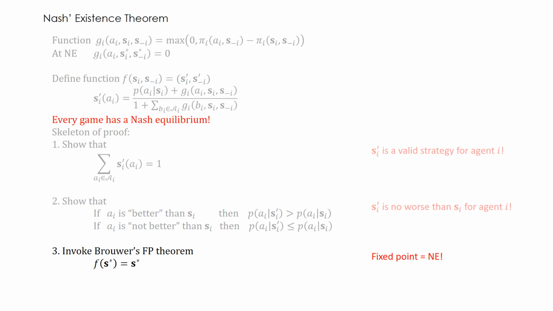And lastly, in the third step, we invoke Brouwer's fixed point theorem. There exists a fixed point of this function f such that f of s star equals s star, and that fixed point is in fact the Nash equilibrium.